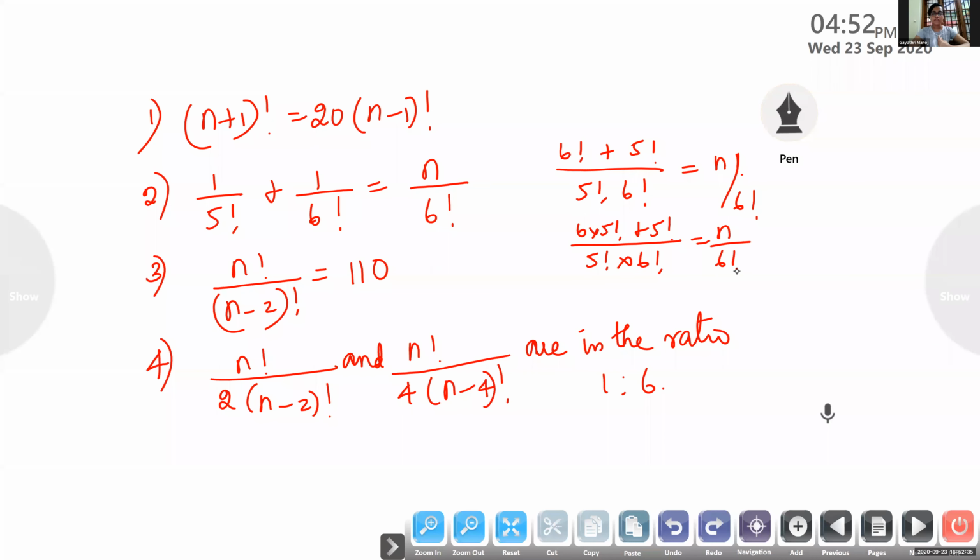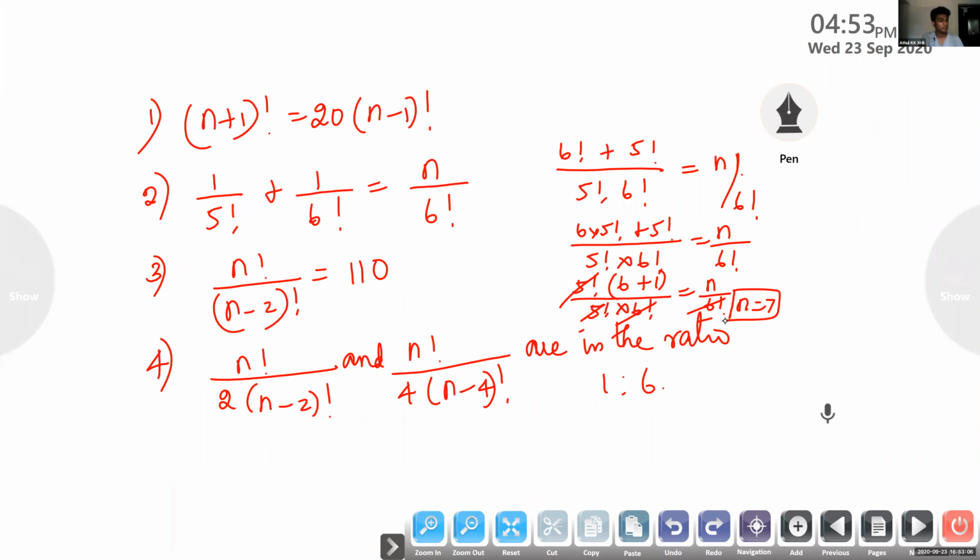Then we can take the common one outside. So 5 factorial into 7 by 5 factorial into 6 factorial is equal to n by 6 factorial. Good. Then we can cancel the common. Therefore 7 by 6 factorial, the 6 factorial also we can cancel, isn't it? Yes, so n is equal to 7. Are you getting the answer? n is equal to 7, others? Is it clear, children? Yes, ma'am.